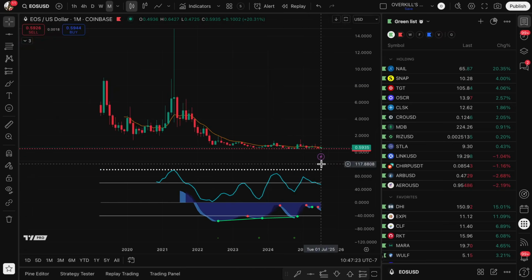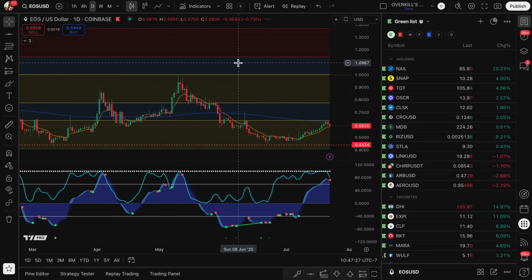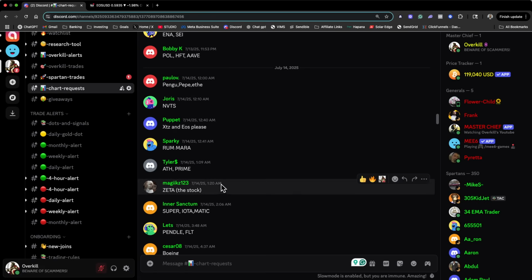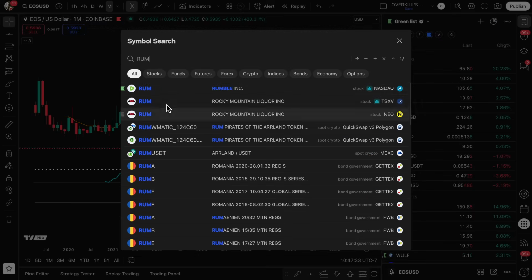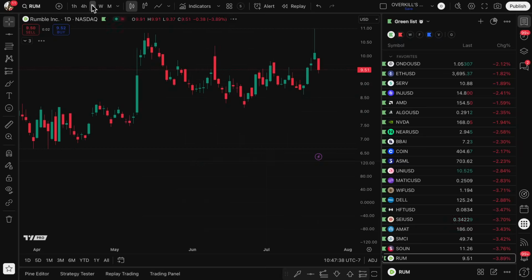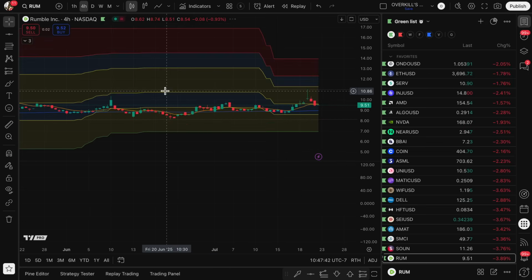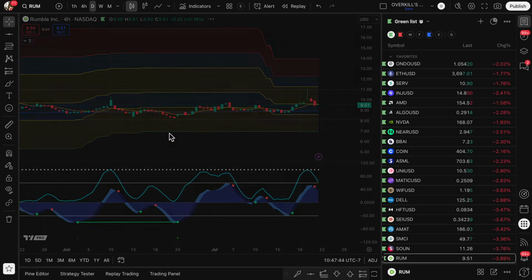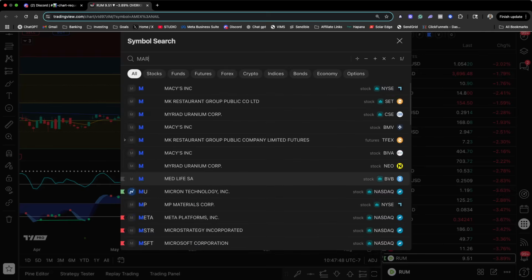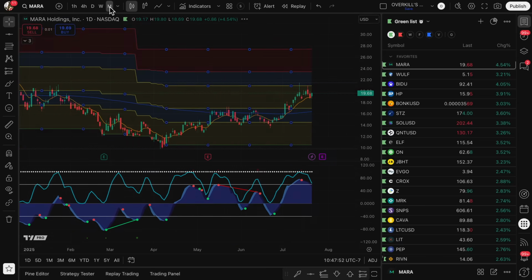EOS. EOS is still red there on the monthly. This kind of seems like a dead project. I really think this is a dead project. So again, no green dot there on the monthly yet. We got RUM, R-U-M. No monthly data yet, so we have to use the weekly. The weekly is green. So again, looking for those 4-hour or daily alerts over here in the Discord or on your indicator. If you guys have the indicator, you can watch this same stuff.